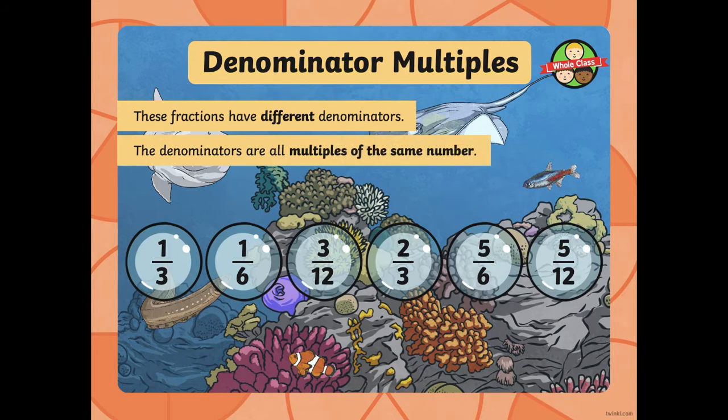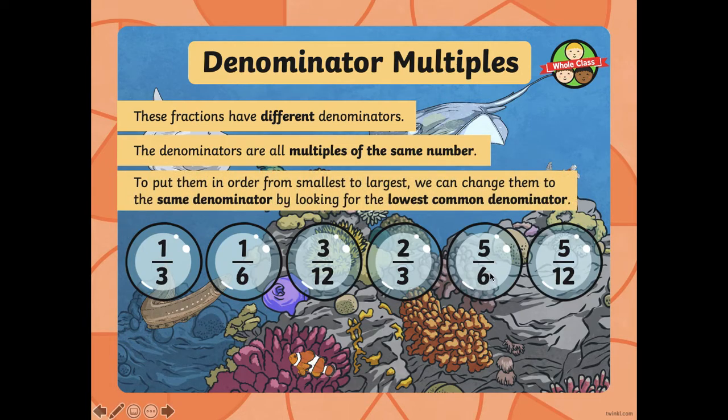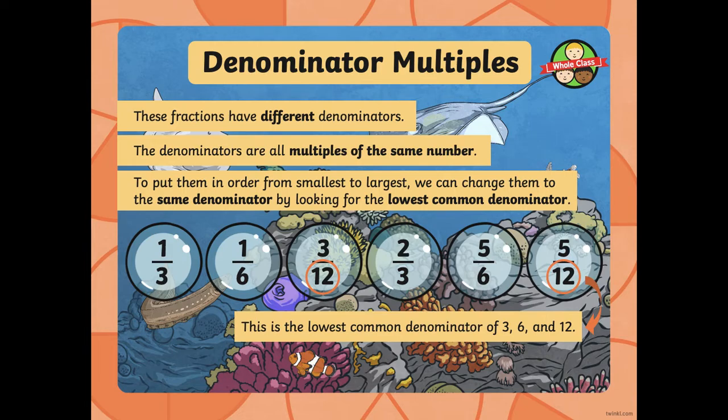But the denominators all are multiples of the same number. Okay, so let's look here. To put them in order from smallest to largest, we need to change them all to the same denominator by looking for the lowest common denominator. This is the lowest common denominator of 3, 6, and 12. Okay, so you're looking for the number that we can multiply these numbers to get to.